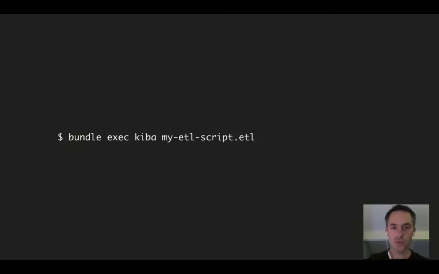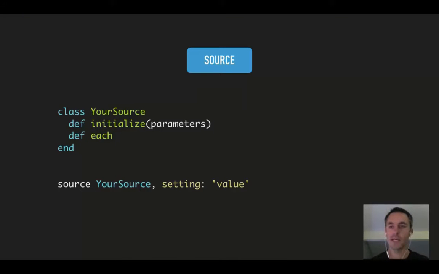To implement your source, you simply create a Ruby class which responds to each, and that will be responsible to yield the rows one by one. So this is really regular Ruby with simply a constructor and one method. Later in your ETL declaration, you will just pass the class and the constructor parameters to Kiba, so Kiba knows how to create and instantiate the source, and so that it can do its job.